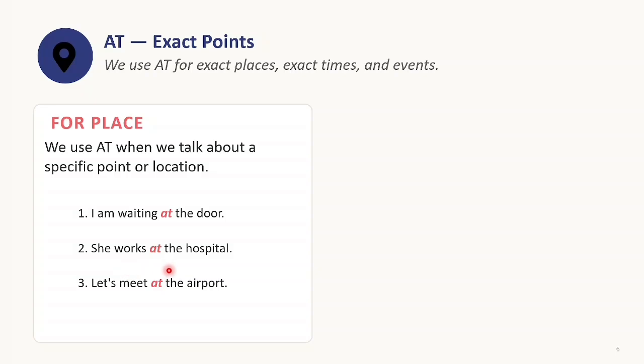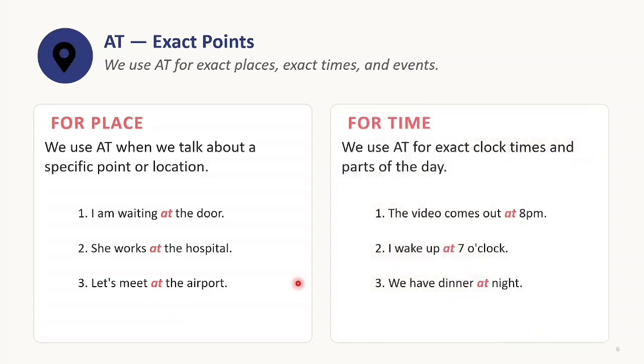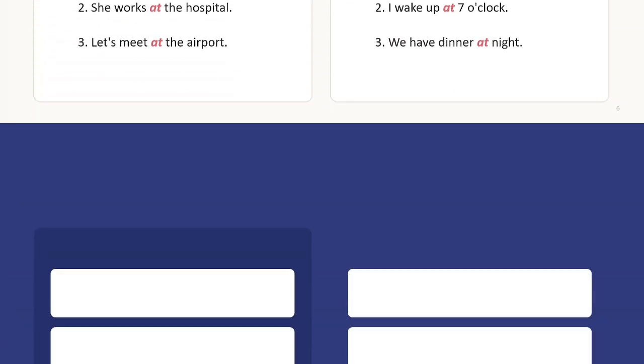The second one is, she works at the hospital. A hospital is also a specific place, a specific location. And the next is, let's meet at the airport. An airport is also a specific point of location. Next, if we use "at" for time, we use it for exact clock times and parts of the day. For example, the video comes out at 8 p.m. I wake up at 7 o'clock. We have dinner at night. So these are all about "at."